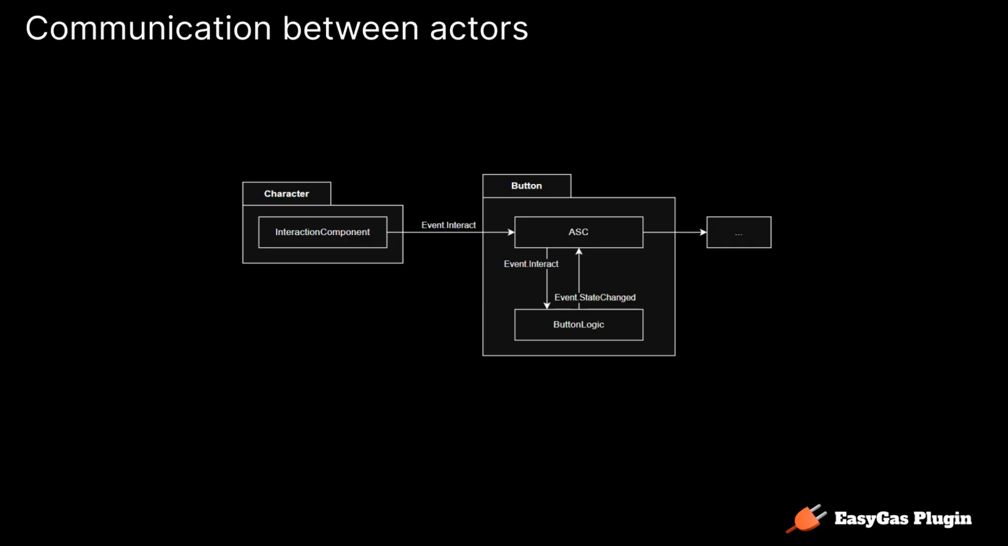Next case is communication between actors. Actors can also send events to each other. For example, an interaction component on a character could send an interact event to a button actor. Inside the button actor, there could be logic that reacts to the interact event, toggles internal state, and possibly emits another event to notify other systems about the state change.